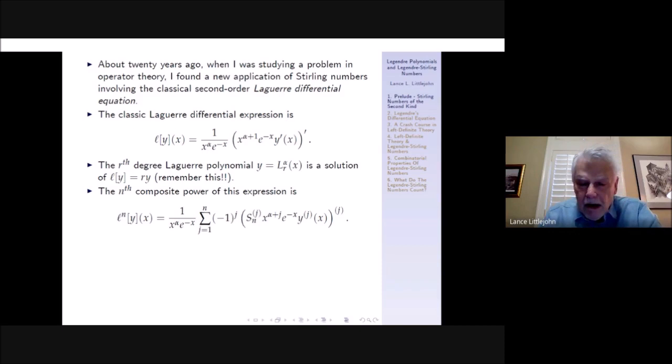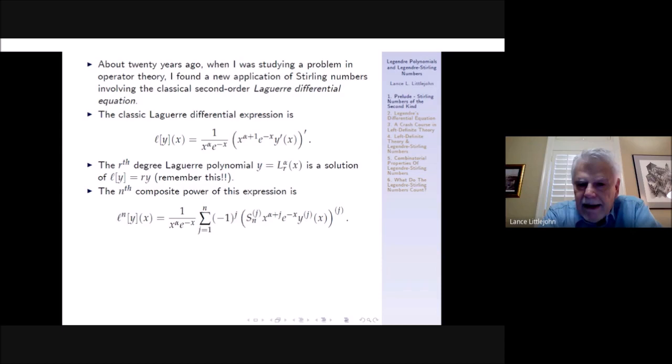Okay, so this is to be explained better by me in this lecture, but I need to know what the nth composite power of the Laguerre expression is. So if I take the Laguerre expression and compose it with itself, that'll give me a fourth order equation. If I compose it with itself three times, that gives me a sixth order expression. What I've displayed there is the nth composite power of the Laguerre expression written in Lagrangian symmetric form.